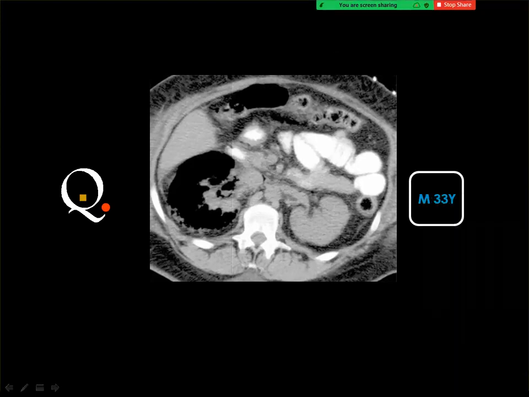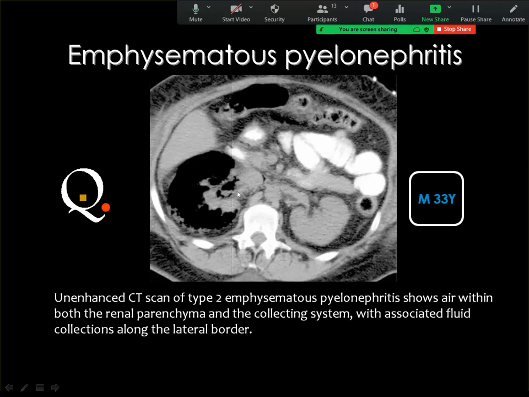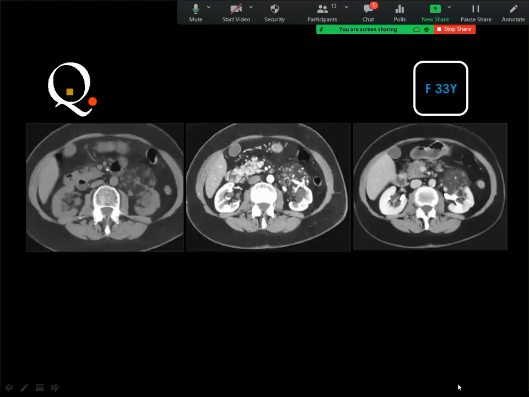Yes, and this is emphysematous pyelonephritis, a straightforward case with the gas infiltrating or involving most of the renal parenchymal tissue. There is a small remnant of the kidney, but most of the kidney is replaced by gas. Next case.